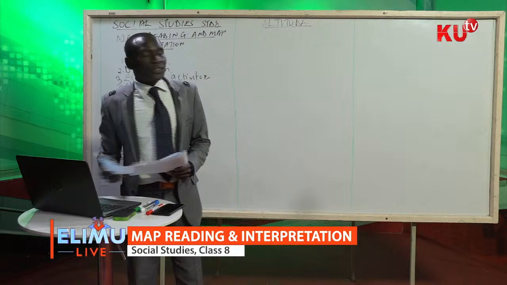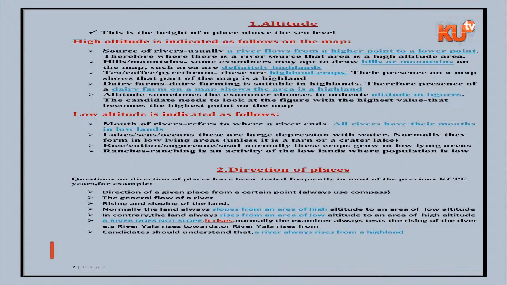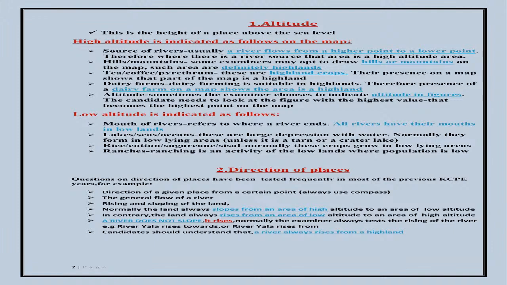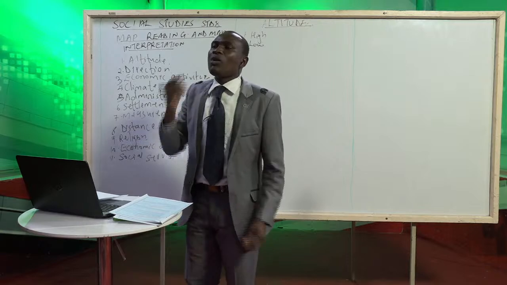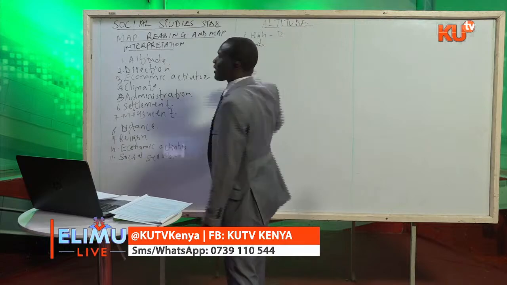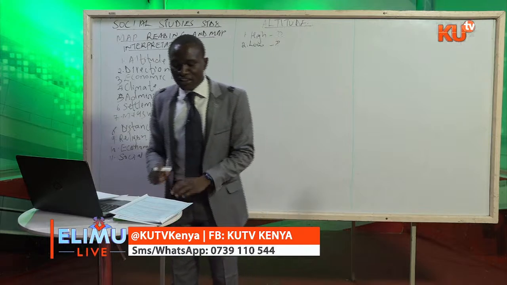So what is altitude? On a map, altitude is the height above the sea level. That is what altitude is. In KCPE, you need to know about high altitude and low altitude. These are areas that are commonly tested. On high altitude, what are you supposed to know? How will you know that this is an area of high altitude? How will you know that this is an area of low altitude? Remember, these are areas that are examined in KCPE.